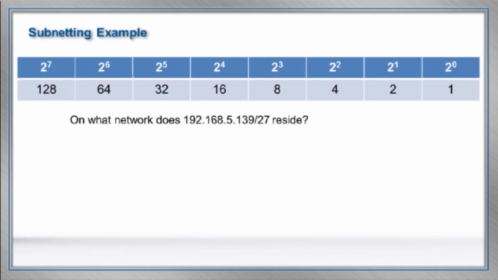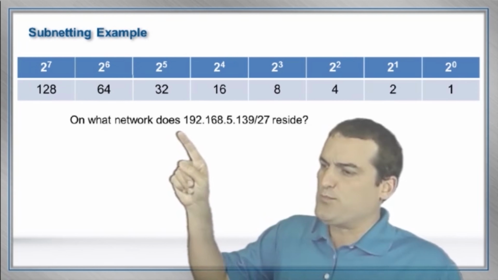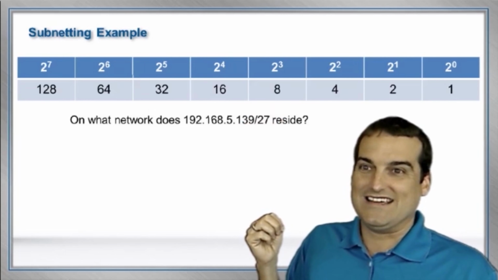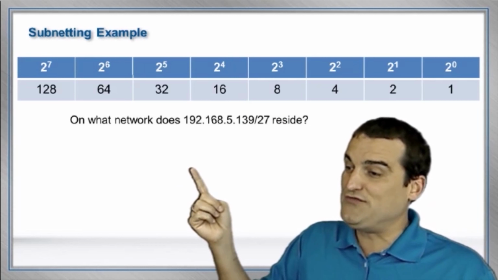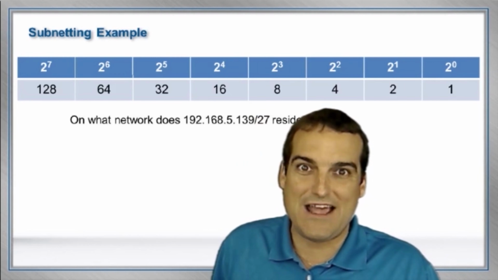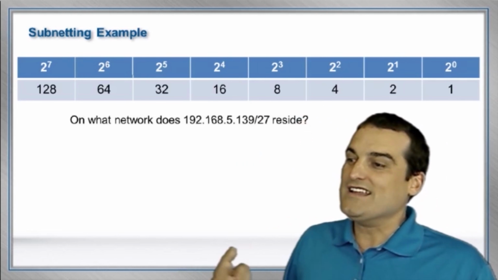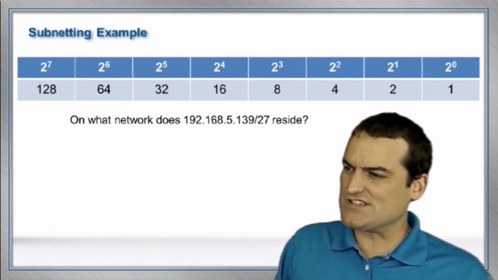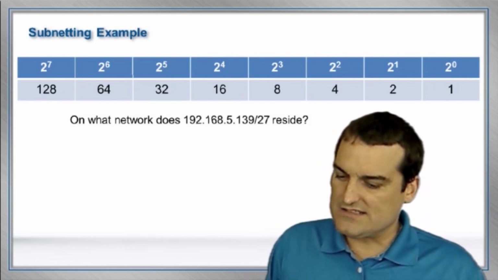And here is a classic one for us to look at. On what network does 192.168.5.139/27 reside? Notice the /27 here. This is what's called prefix notation. It's a shorthand notation for representing the subnet mask. Instead of going 255, 255, 255, whatever, they're just doing /27, the number of bits that are on in a row in the subnet mask. Very interesting.